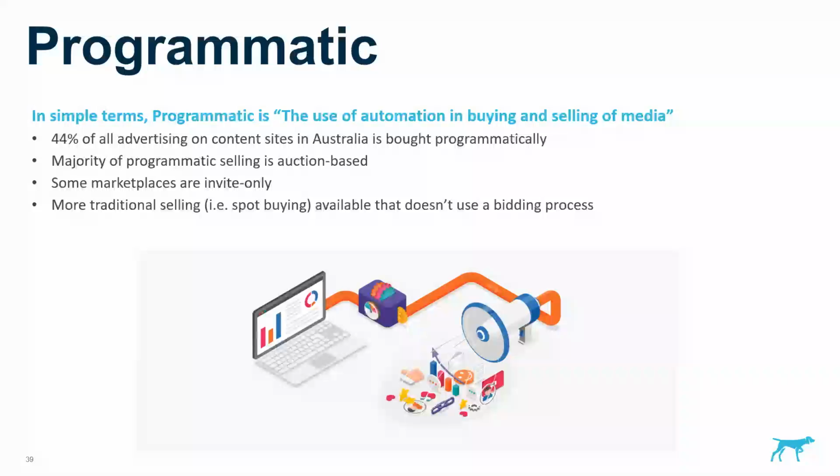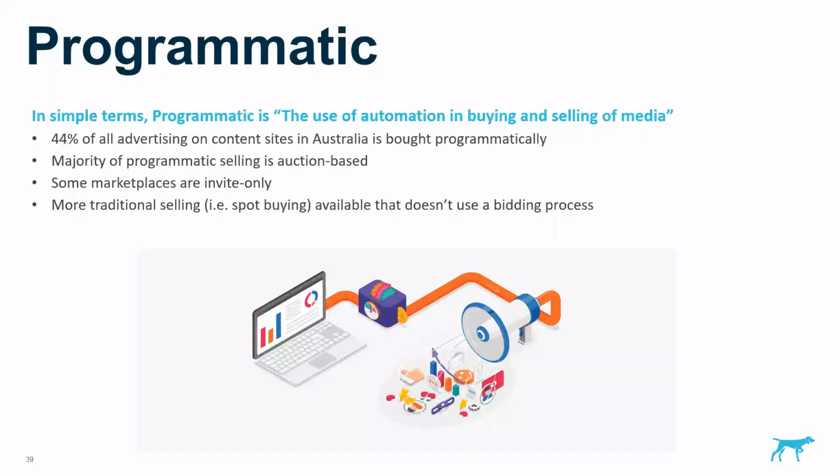So the second type of display we're discussing is programmatic. Hard one to define. So in the simplest of terms, programmatic is the use of automation in the buying and selling of media. So in this specific case, this is programmatic display. Currently, 44% of all advertising on content sites is bought programmatically in Australia. The majority of this is auction-based.